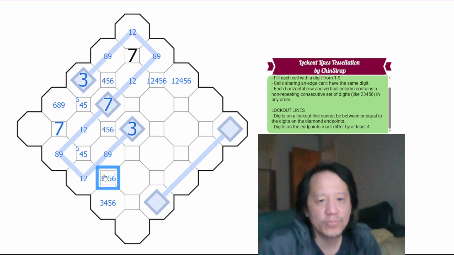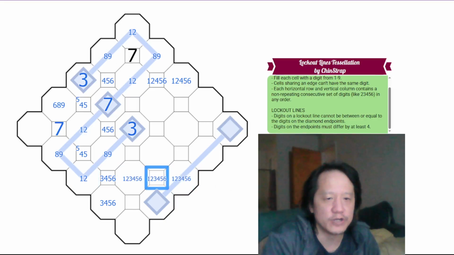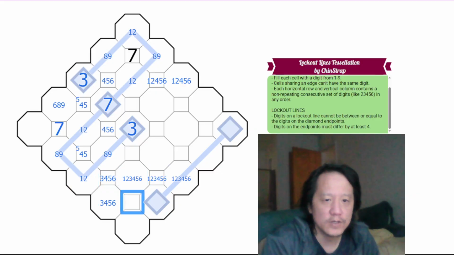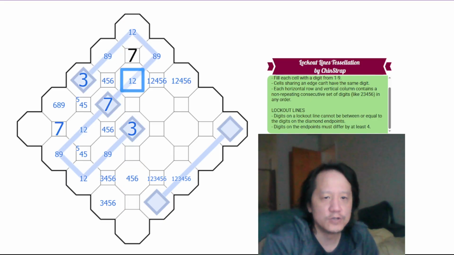On this 5-length Renban in row 7, it has to be 1 through 6 because we're guaranteed at least a 2. This can't be 1 or 2 or 3 because of the 1, 2, 3 triplet in the column.